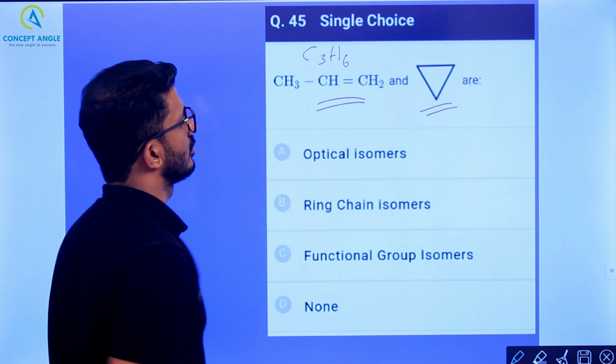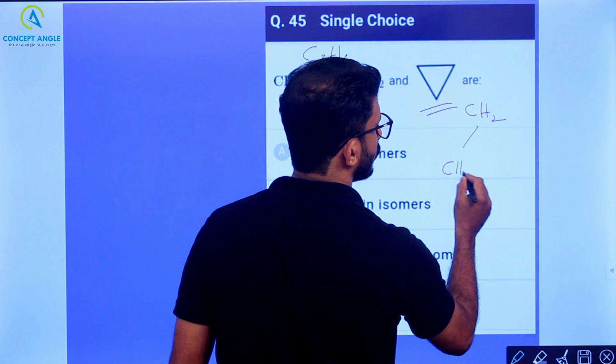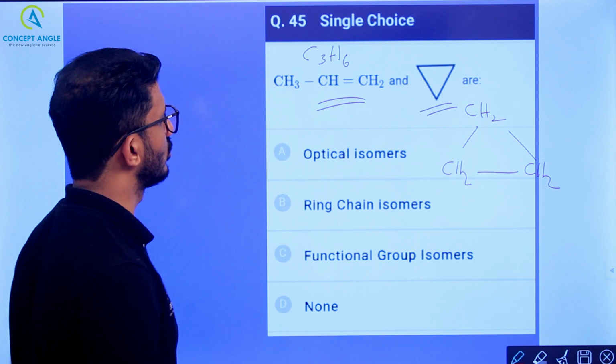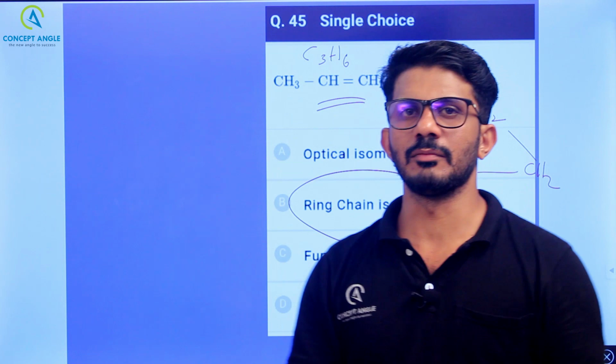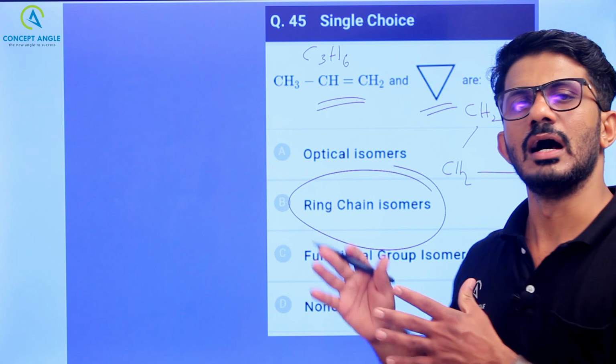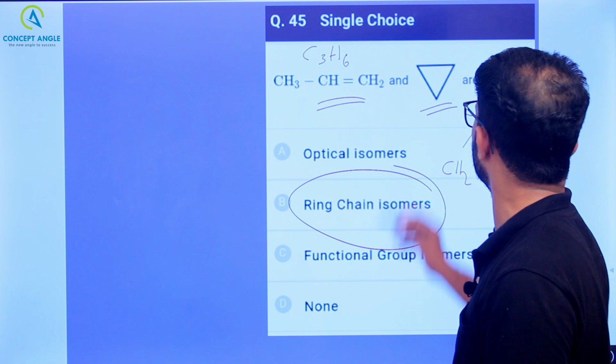What is this? This is CH2, single bond CH2, single bond CH2, single bond. That is also C3H6, as they are isomers. What type of isomerism? That is ring chain isomerism. What is ring chain isomerism? Having the same molecular formula, but one has an open chain structure and the other has a ring structure, a closed chain structure. That is called ring chain isomerism. So option B is the answer.